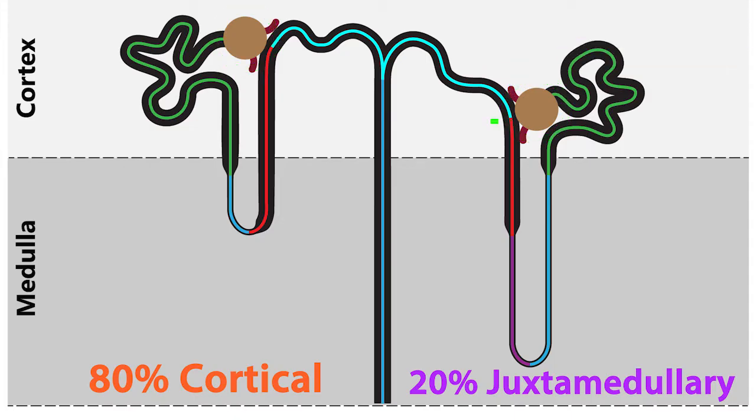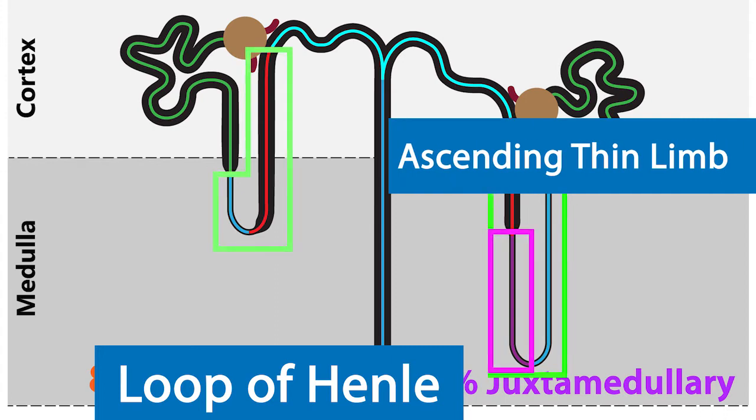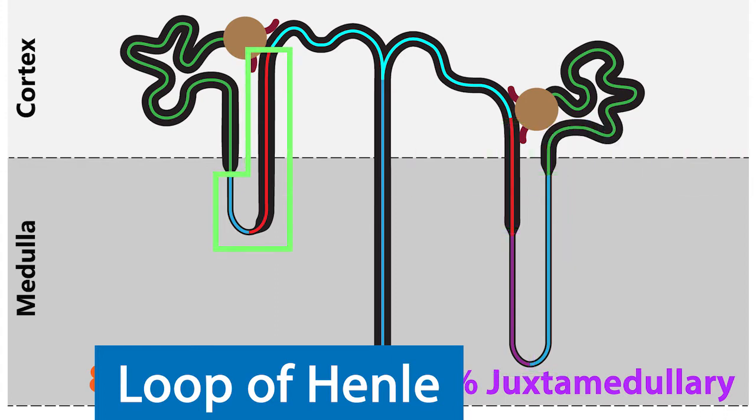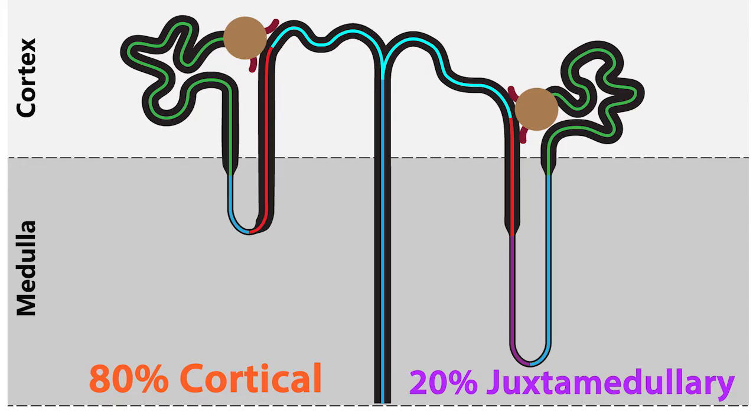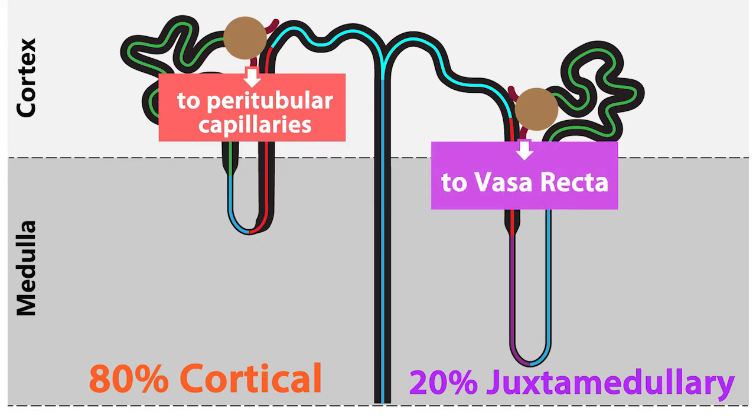Second, the loop of Henle from the juxtamedullary nephrons has an ascending thin limb, while the loop of Henle from the cortical nephrons lacks an ascending thin limb. And third, the efferent arteriole from the cortical nephron merges into the peritubular capillaries, while the efferent arteriole from the juxtamedullary nephrons merges into the vasa recta.